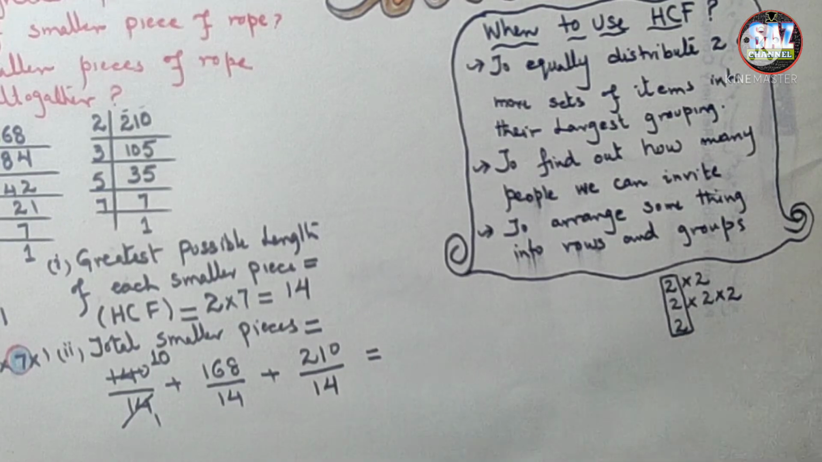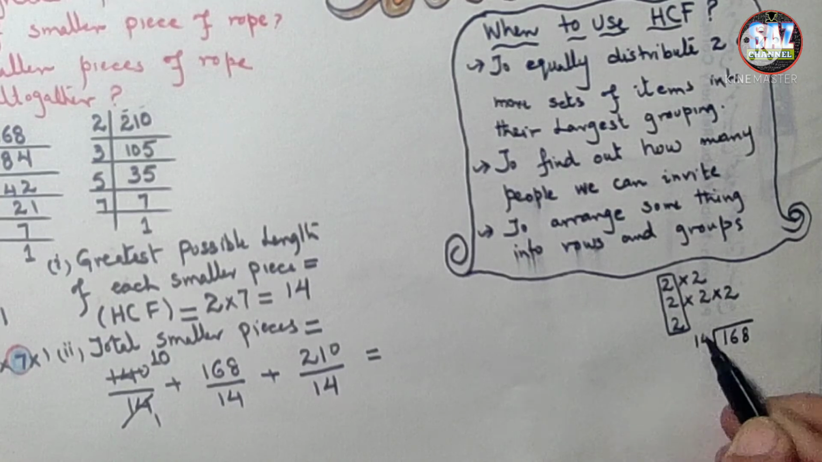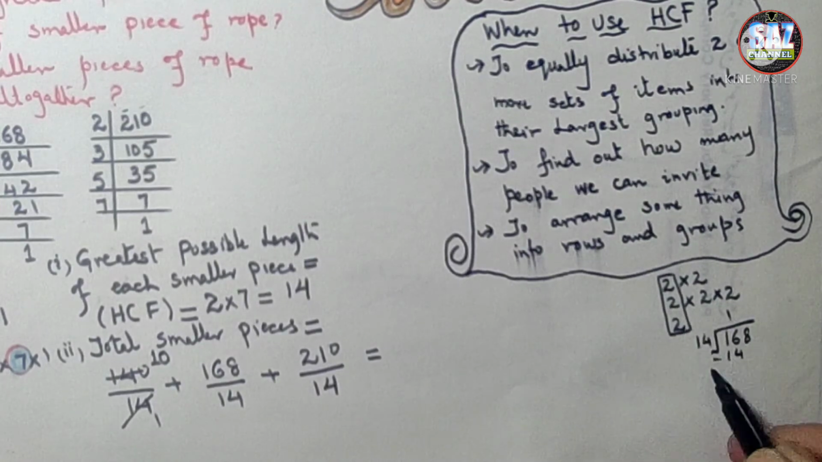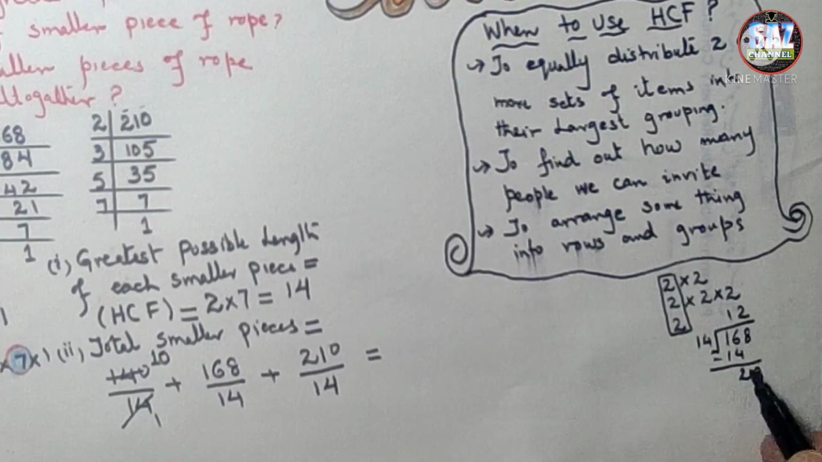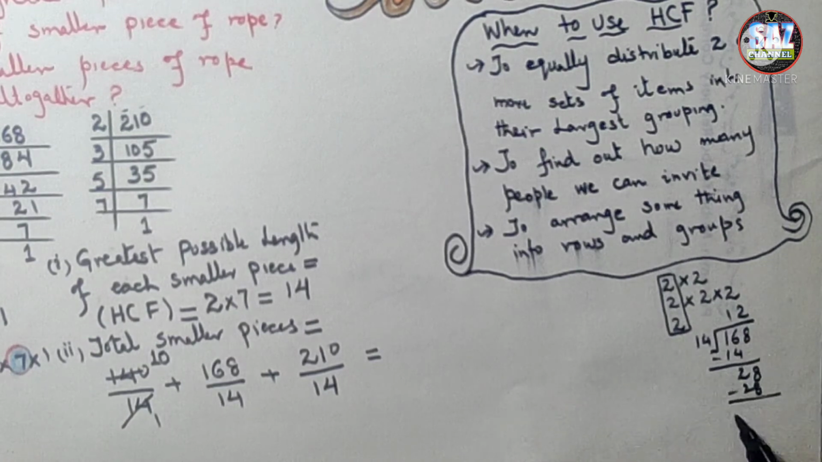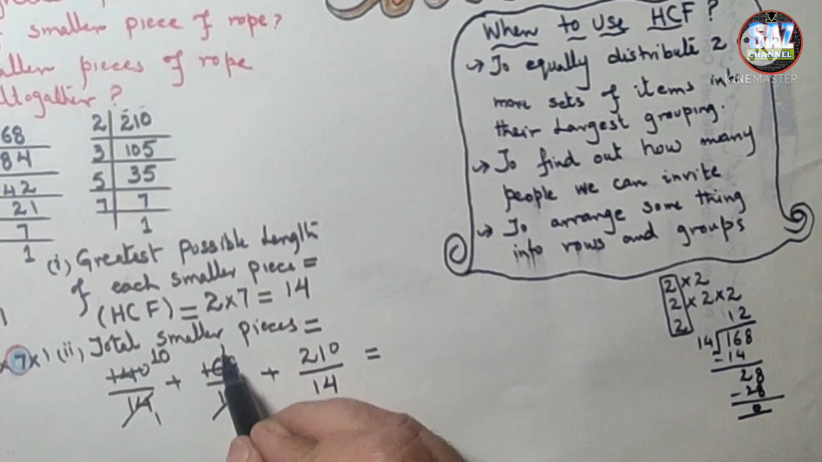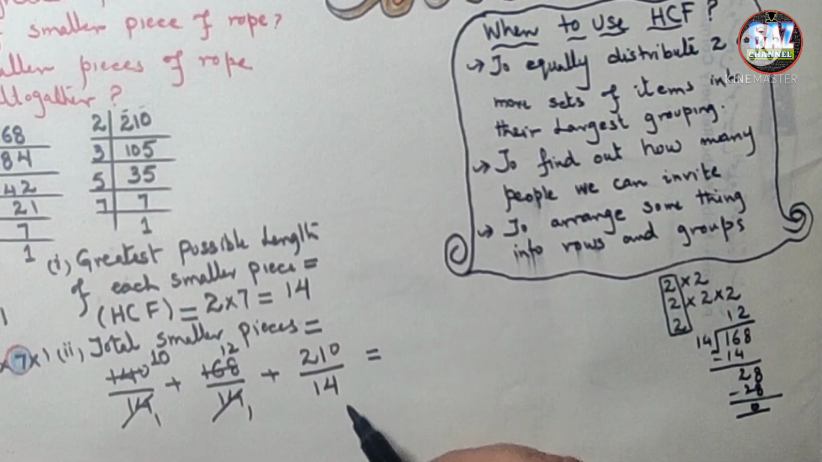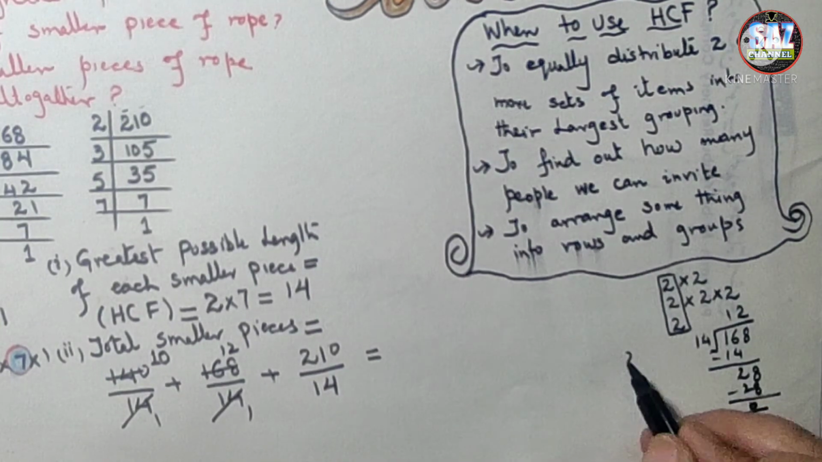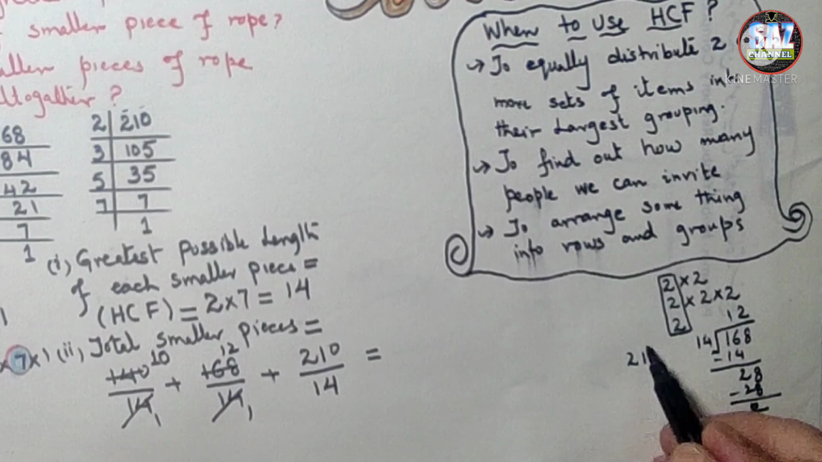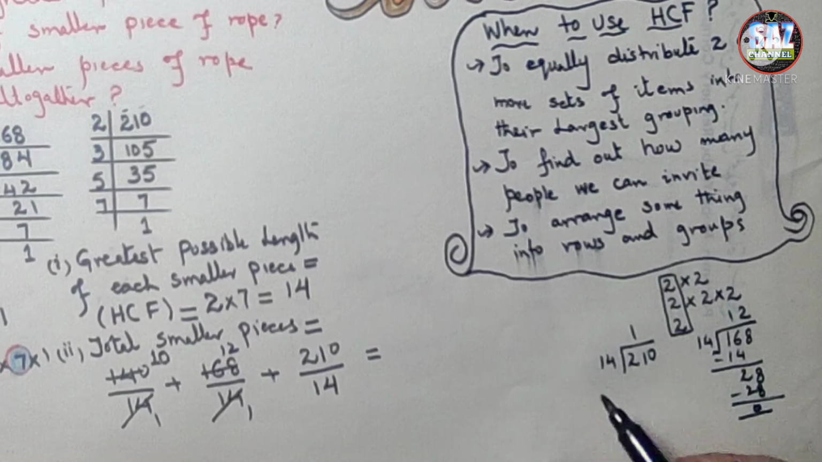Now 168 divided by 14. 14 ones are 14, and I'm left with 2, and I bring the 8 down, and 14 twos are 28. Look children, I'm teaching you how to make your calculation easy as well. 14 ones are and 14 twelves are. And coming to 210, now what we can do is 210 divided by 14, 14 twos are 28, so 14 ones will be suitable.